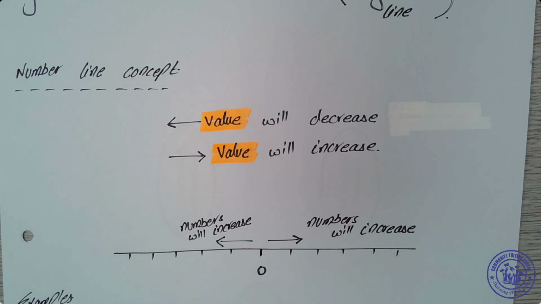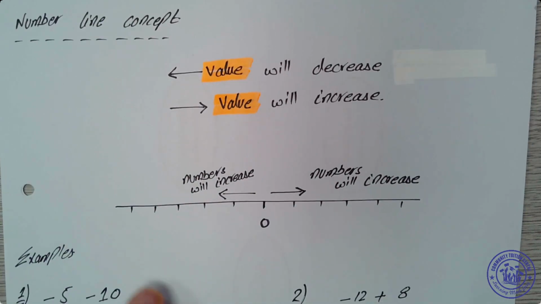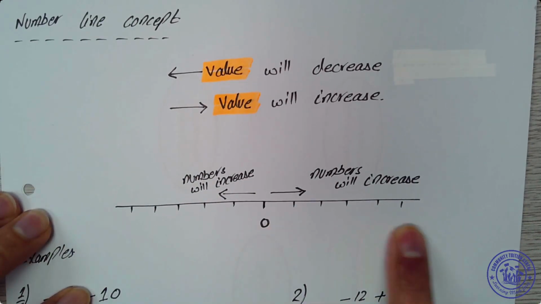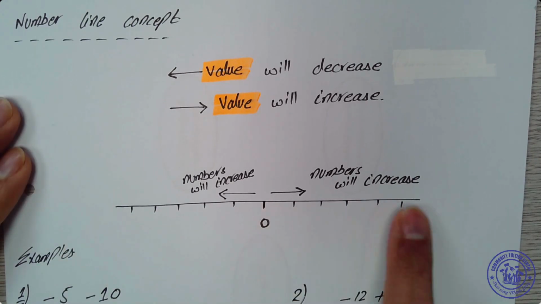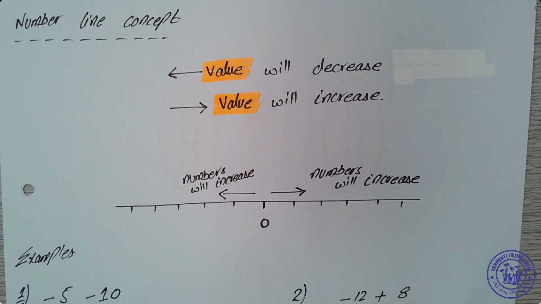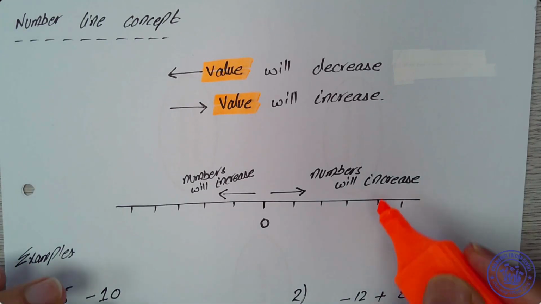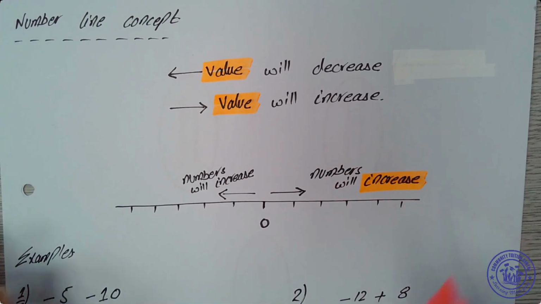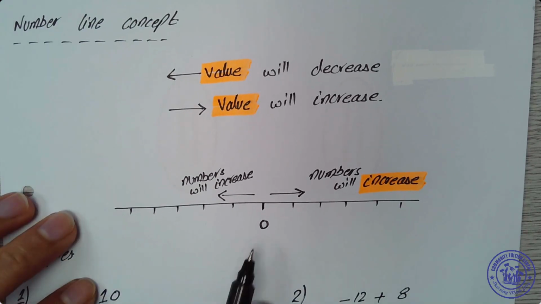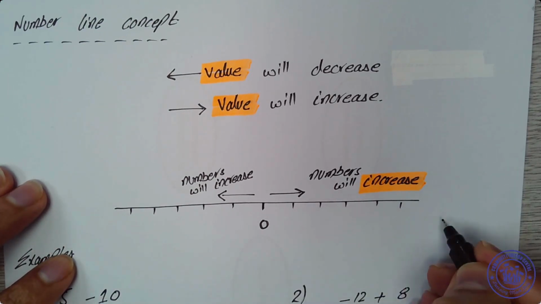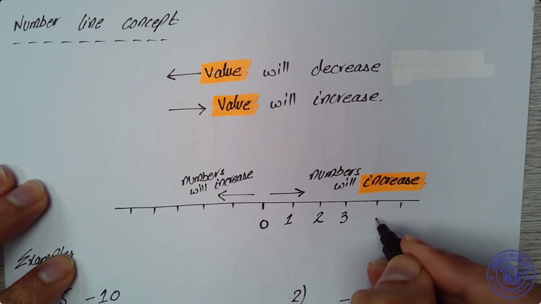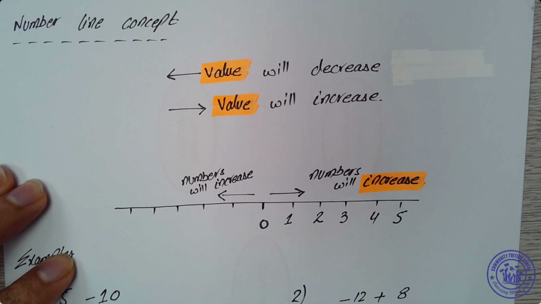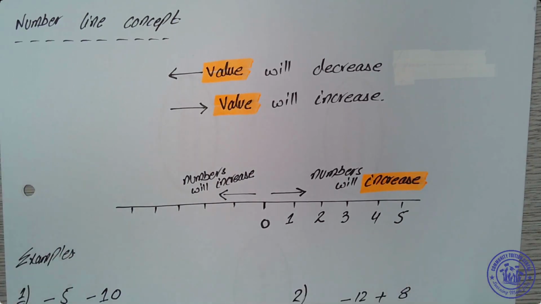The second concept that we have to look at is, here's my number line. This is my zero mark. I can go to the right side of the zero and I can go to the left side of the zero. If I go to the right side of the zero, my numbers will increase. What does that mean? Let's have a look. Here it is 0. I'm going to the right, it will become 1, 2, 3, 4, and 5. And if you look at it, my numbers have increased, right?